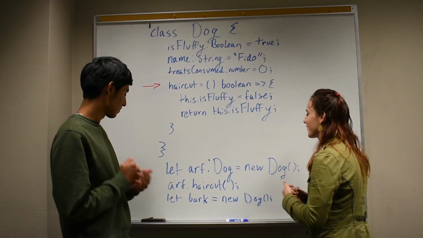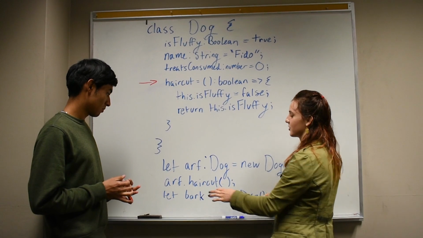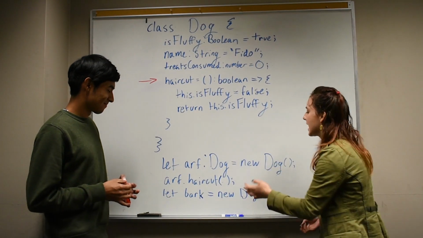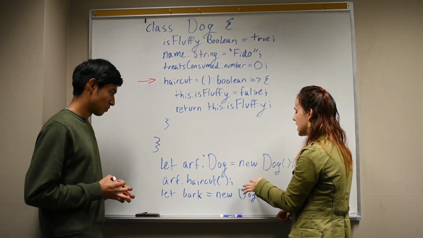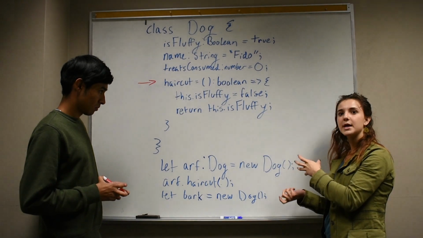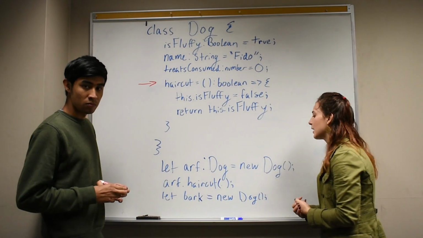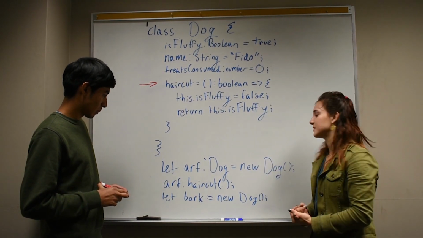Great, so now we're actually going to create a dog object. Say we want to create this dog Arf. We're going to say let arf be of type Dog, and then say it's going to be a new Dog. What this new keyword does is create a new dog object on the heap, which this variable arf will then point to.